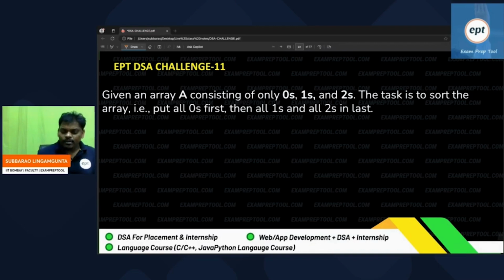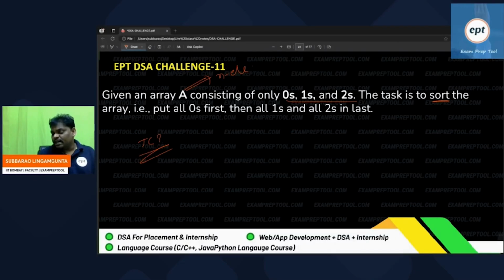How much time? Given an array A consisting of zeros, ones and twos, and one more thing, array A contains n elements. You have to sort this array. What is the time complexity for this? How will you solve it? Simply sorting an array. What is the way?